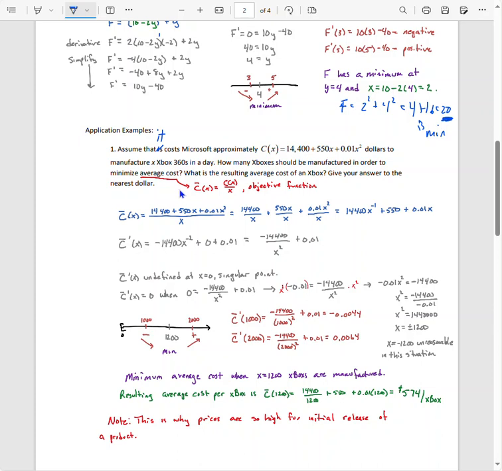No accounting for grammar, assume that it costs Microsoft approximately C of x equals 14,400 plus 550x plus 0.01 x squared dollars to manufacture Xbox 360s in a day.